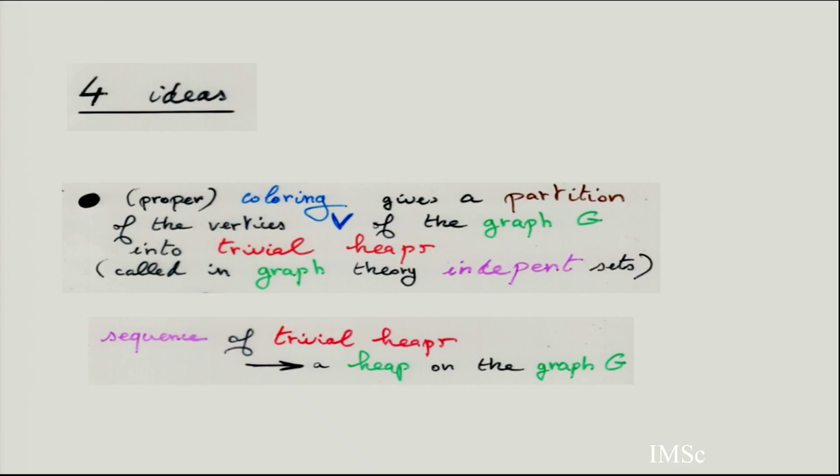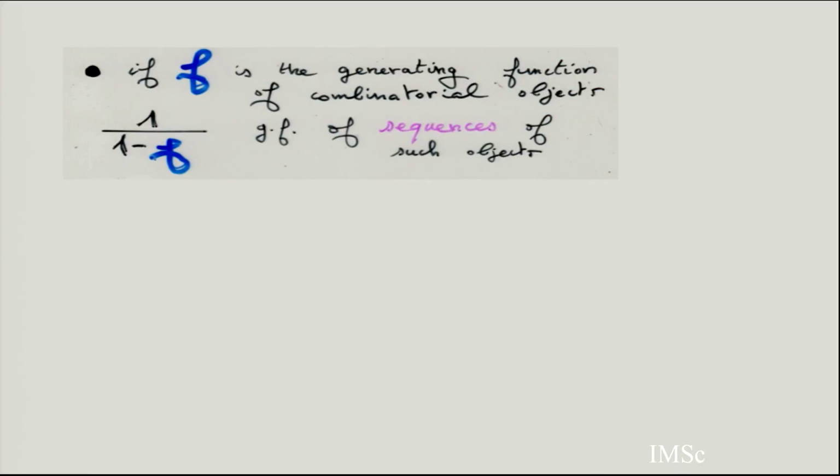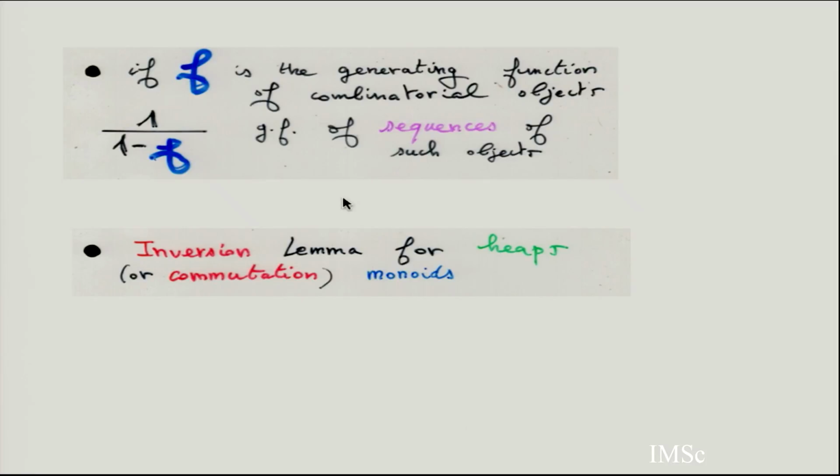So first, we transform the coloring problem into a heap of trivial heaps. Second main idea: if you have a generating function f of a certain object, then 1/(1-f) is the generating function of a sequence of objects. Here I have a sequence of trivial heaps, and I take the product of this sequence of trivial heaps to make a heap. And for heaps, there is a beautiful inversion lemma, which gives me the generating function of heaps in terms of the inverse of the generating function of trivial heaps.